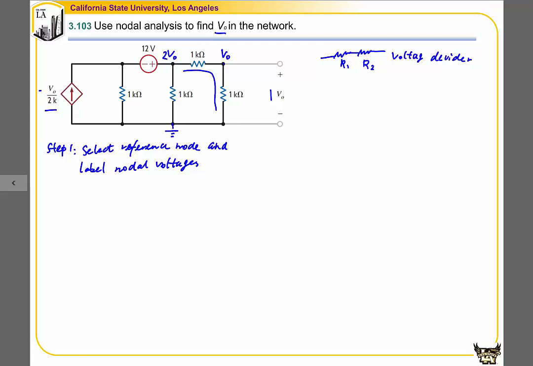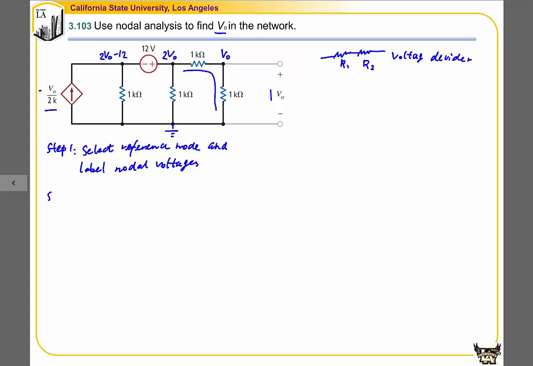Now we can move on to find the nodal voltage of this node, that is 2 V naught minus 12. What's nice about this problem is that by using one variable defined, which is V naught, we labeled all the nodal voltages. So everything is related to V naught, because we make full use of the relationships.